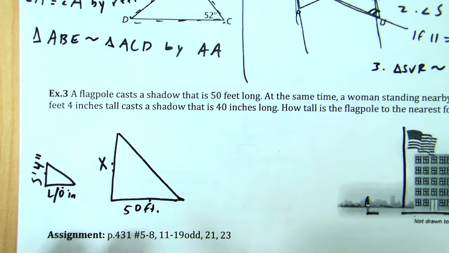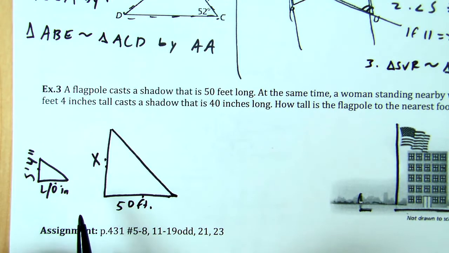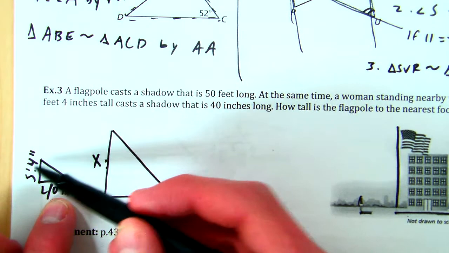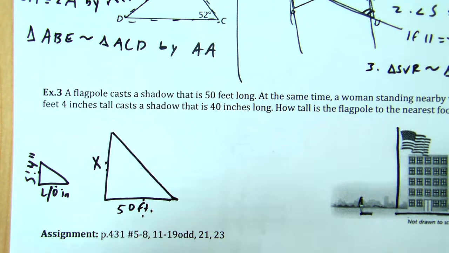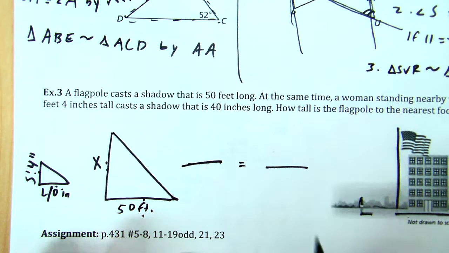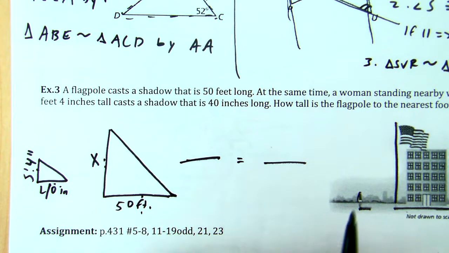So since they're similar triangles, side lengths are proportional, except we have to be very careful before we start. This is in feet, this is in inches, and this is in both. So we need to convert this all to feet or all to inches. It doesn't matter which one you choose, but make sure that you are choosing one that is consistent for everything.